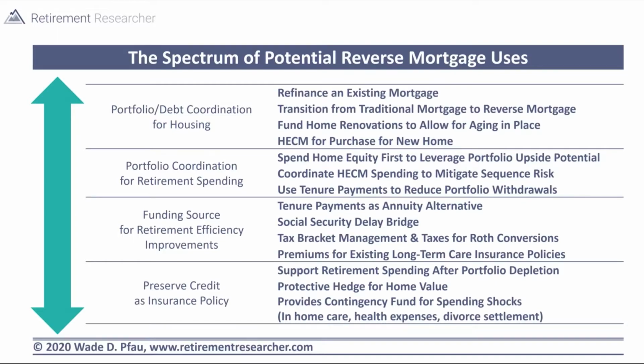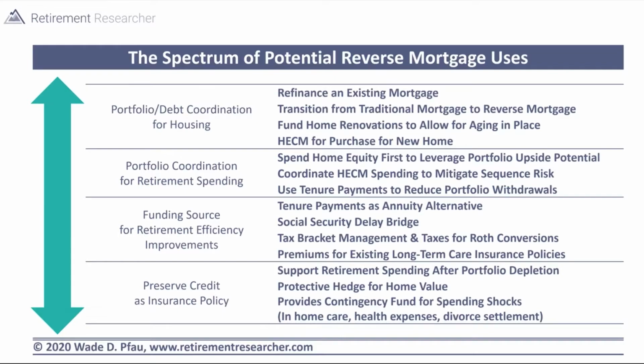If you open the reverse mortgage and then the home declines in value, the reverse mortgage becomes a protective hedge because it's a non-recourse loan. So if you're able to borrow more than the home is worth, that reduces the ultimate loan balance that would need to be paid. And then it can also just provide a contingency fund for various spending shocks, funding in-home care so that you don't have to move to an institution, funding big healthcare bills.